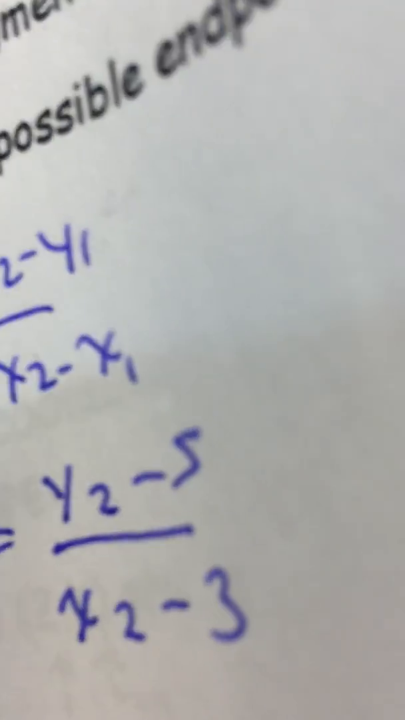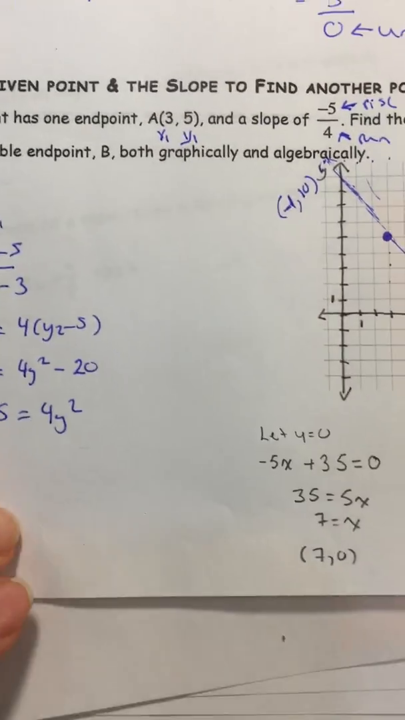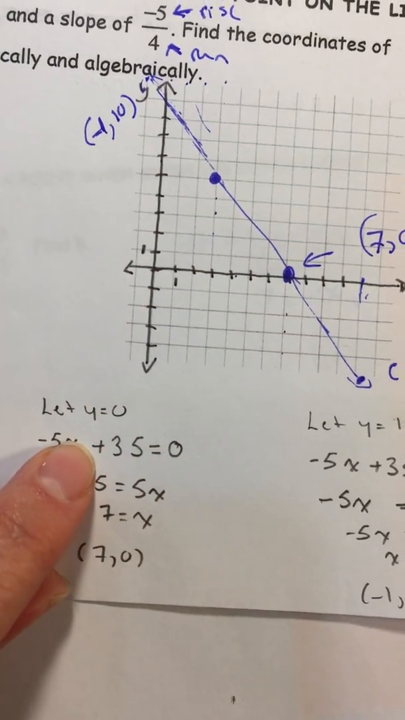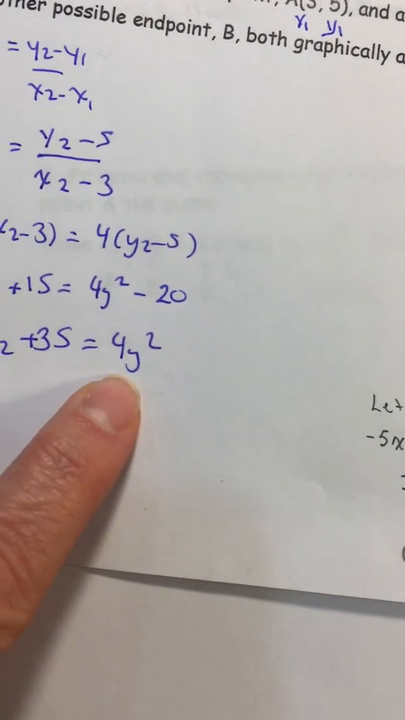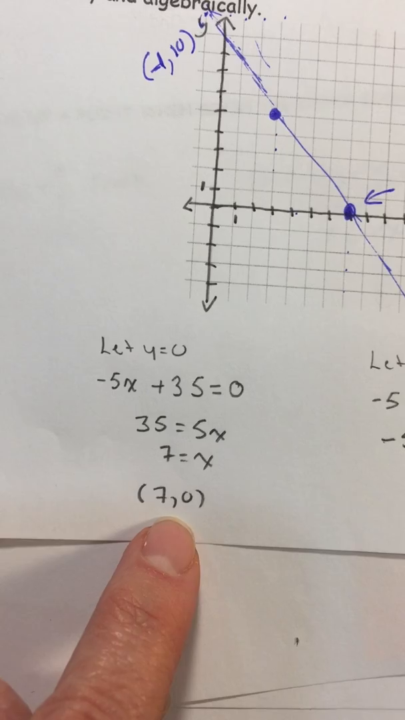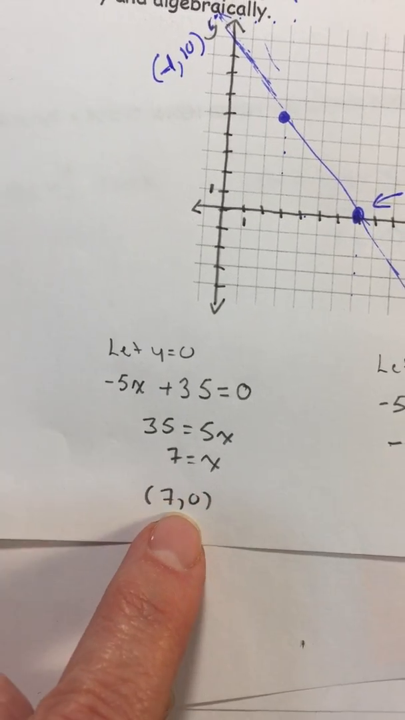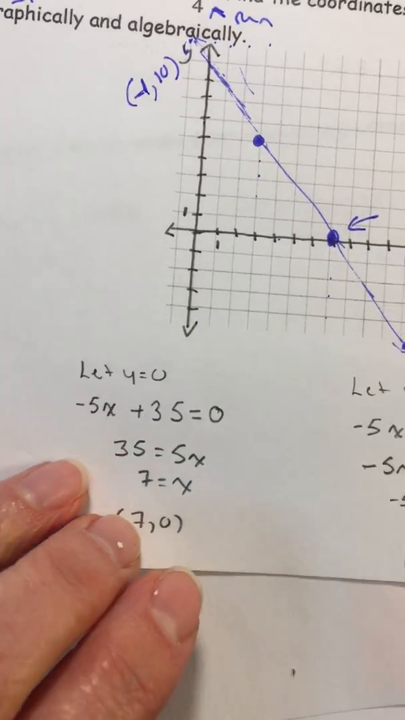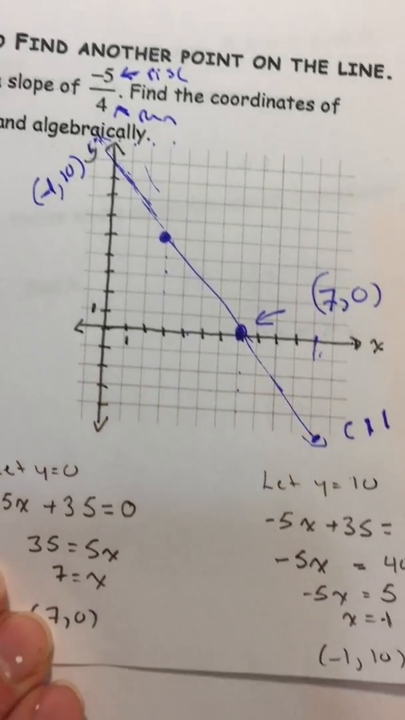Sorry, this video is getting crappy. Okay. Oh, there we go. So I could let y be 0 and plug it in. So 4 times 0 is 0. And then I could solve it, and I would get x is 7. So I know the point (7, 0) would be on my line. And it is. We already found that one.